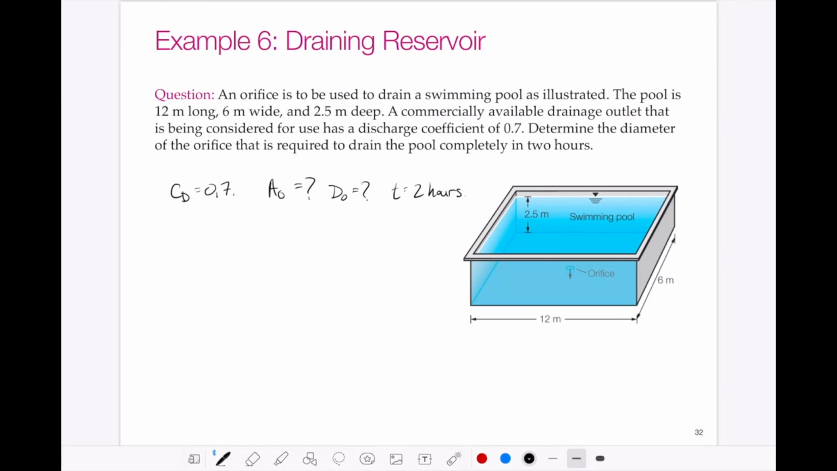So we're also given length, width, height, CD, and time, 2 hours. We can write this in seconds, 7,200 seconds.